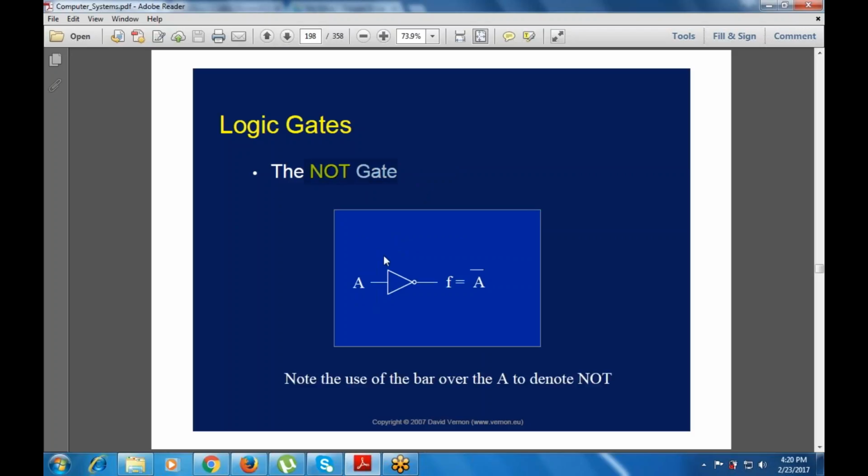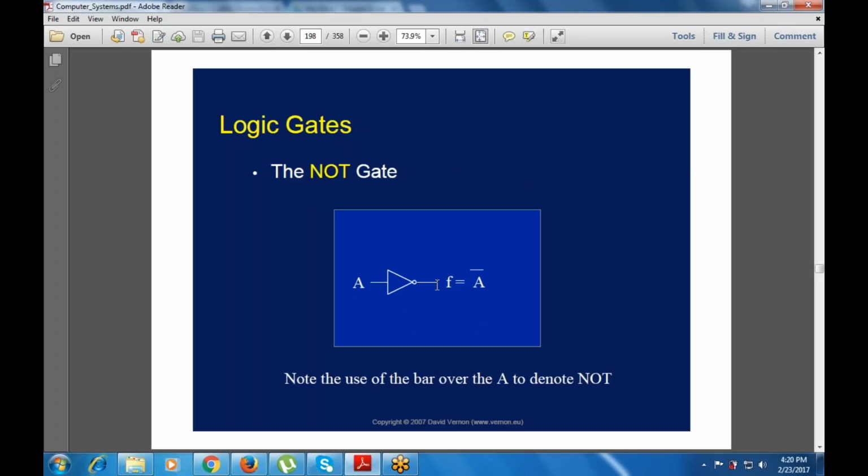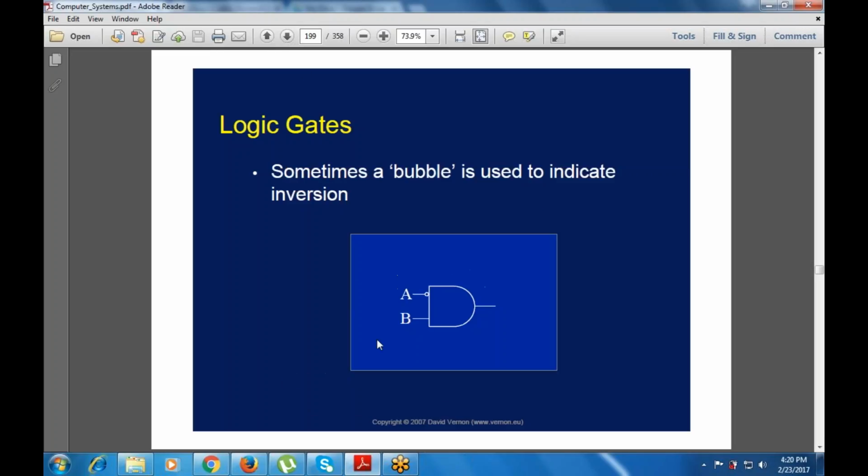This is the NOT gate. This is the representation of the NOT gate with a circle. This is A complement. Note the use of the bar over the A to denote the NOT. Sometimes a bubble is also used to indicate the inversion, like this. So this is used to indicate the inversion. That means a bubble. Here, the bubble is represented over the OR gate. Here, the bubble is represented over the input signal only.